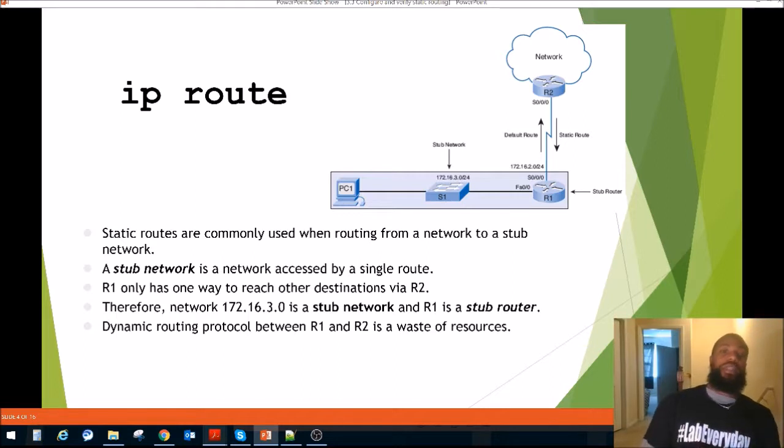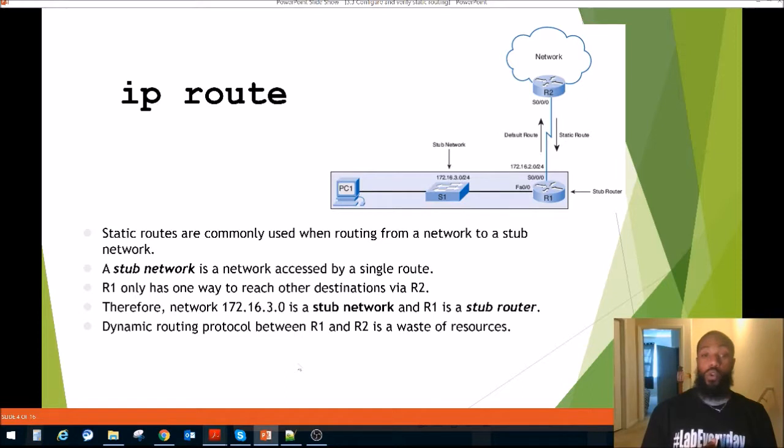As you can see here, a stub network is a network accessed by a single route. It has only one way to get there, via router 2. In this topology, we have the 3.0 network and the 2.0 network. There's only one way to get to the 3.0 network, so you just create a static route. I'll show you the syntax in a bit. Therefore, router 1 is a stub router, and this would be the stub network. There's only one way in, one way out.